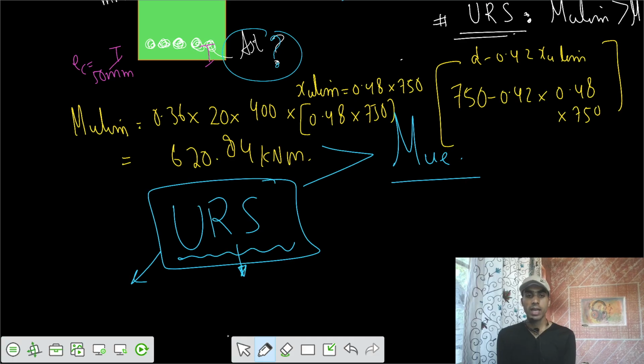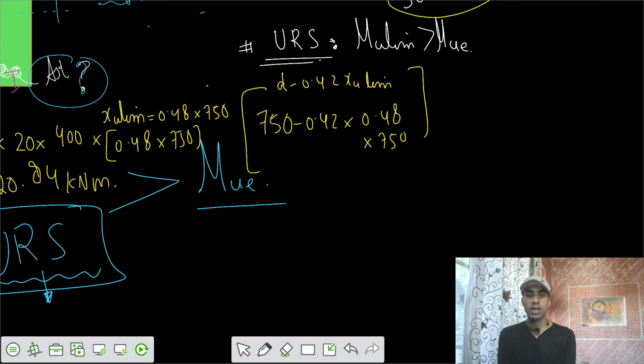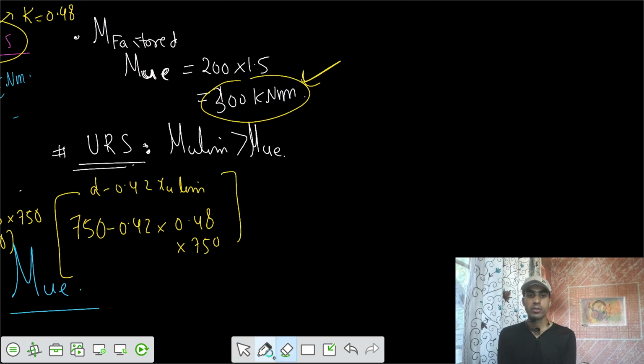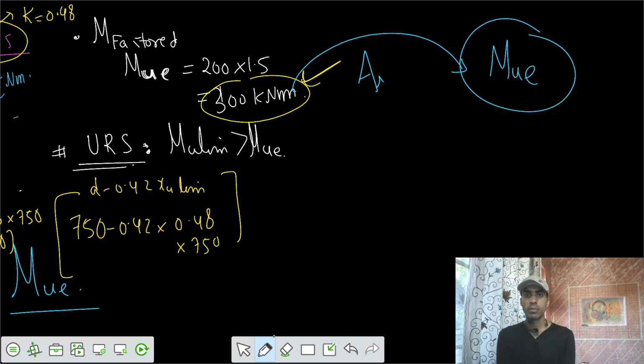That means the AST you have to solve. We have already talked about that. So AST you have to solve corresponding to, not corresponding to MU limiting. You have to say what is the AST required. That is, we can directly correspond it to MU external. So AST limiting is not there. So we have to take the area of the steel corresponding to the given condition.